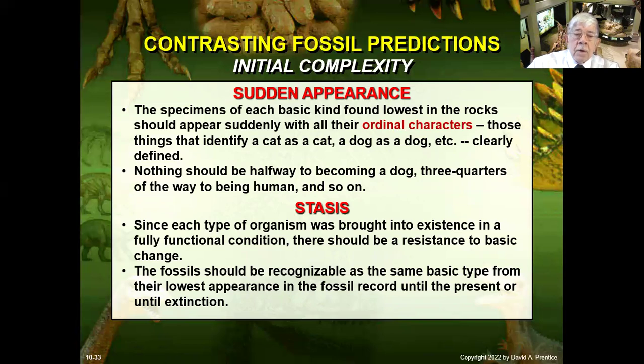There's a second phenomenon that says once they got there, they shouldn't change. This is called stasis. Each type of organism was brought into existence in a fully functional condition. So there should be a resistance to basic change. Now, I'm not talking minor things like hair color and things like that, but basic change in the overall structure of the type. So the fossils of those at the bottom should be recognizable as the same basic type from the lowest appearance until the present, the highest layers, or until extinction.